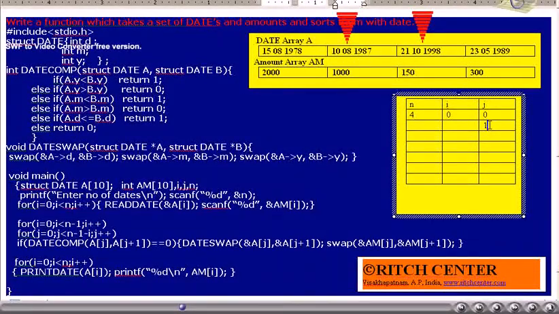Now the second date and third date are compared with the help of the date compare function. The second date is 1987, the third one is 1998. Thus the function returns 1, so there is no need of exchanging the dates. At the same time, there is no need of exchanging the amounts either.